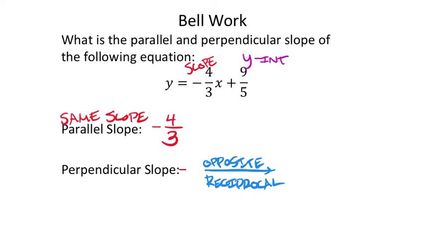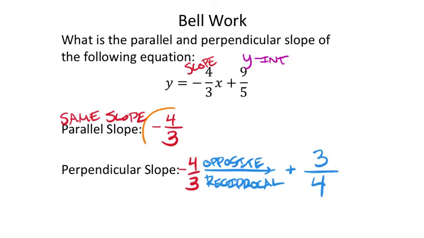So right now the slope is showing as negative 4/3. It's negative, which means its opposite will be positive. So I'm going to show that positive sign there, even though you wouldn't show that usually, but you're welcome to if you'd like. And then just flip the fraction. That's the reciprocal, which now makes it 3/4, positive 3/4.